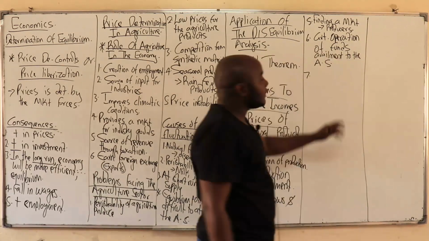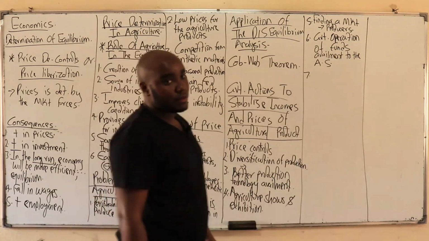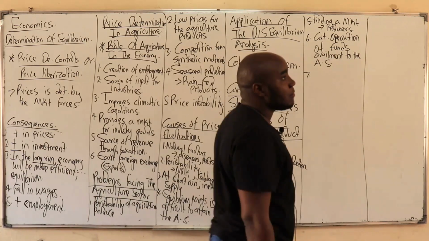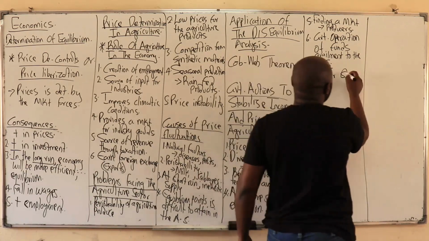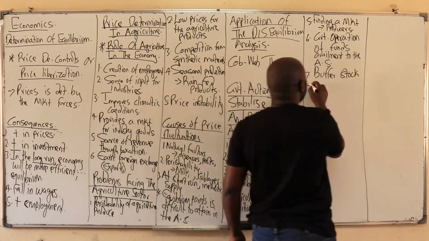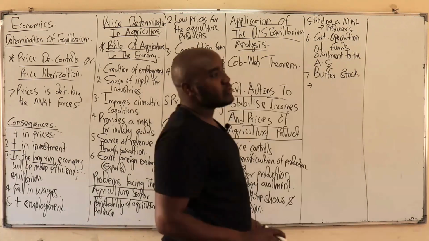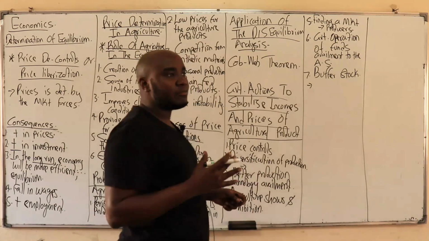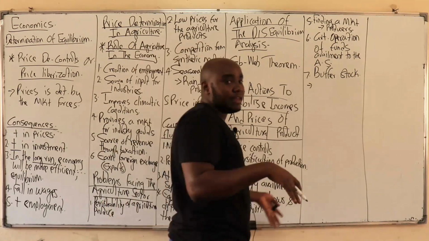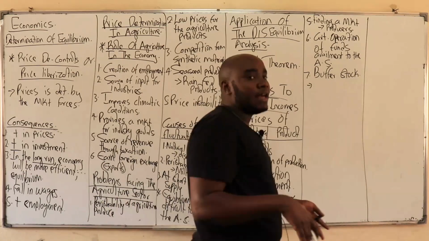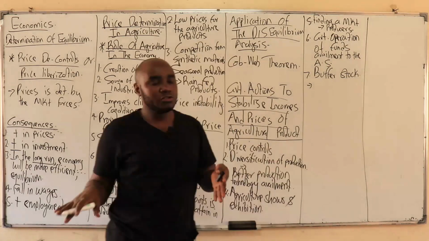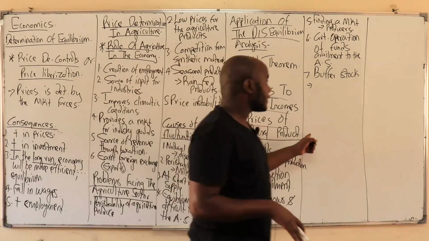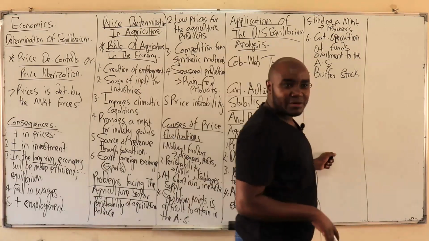They can avail some funds, is it? What about the buffer stock? Buffer stock is when, assuming there is high production of maize, the government buys it and stores it for it to be used when there are some shortages. Another way is importation.